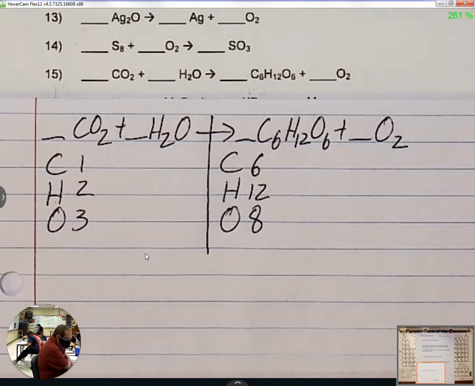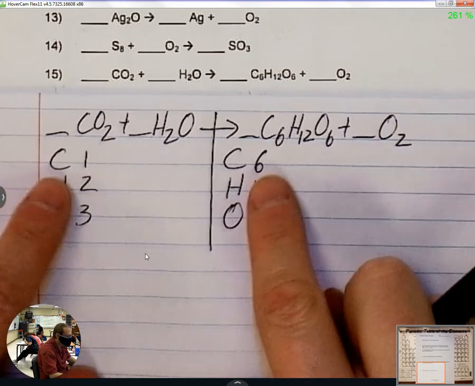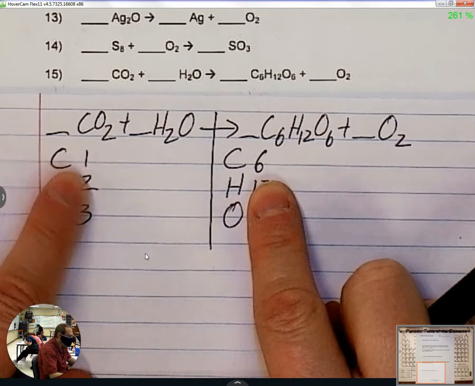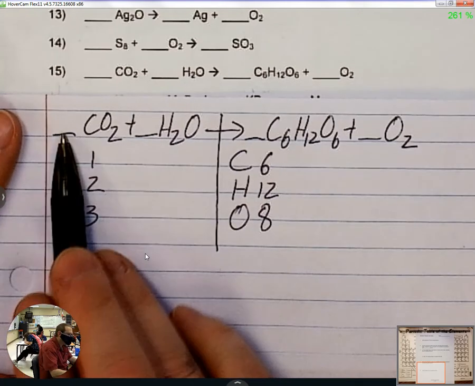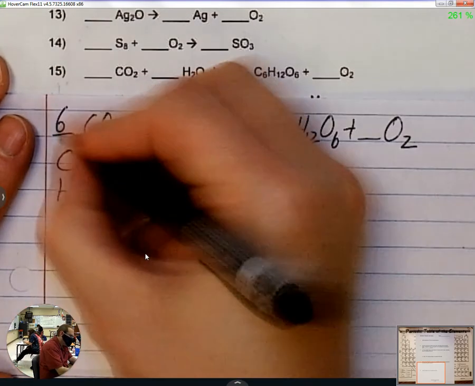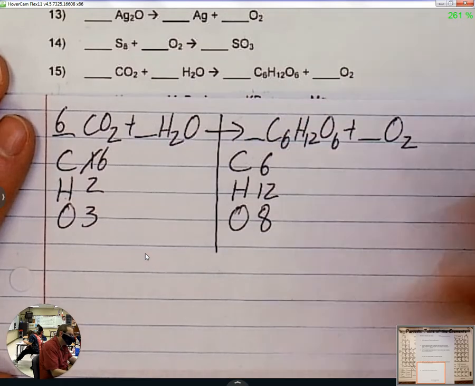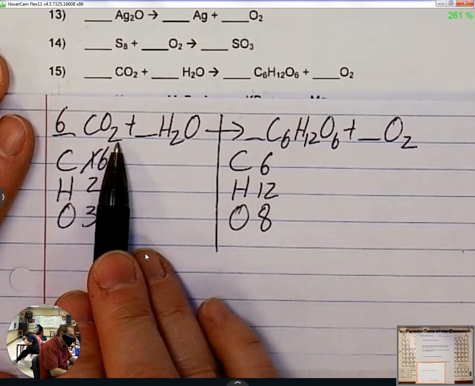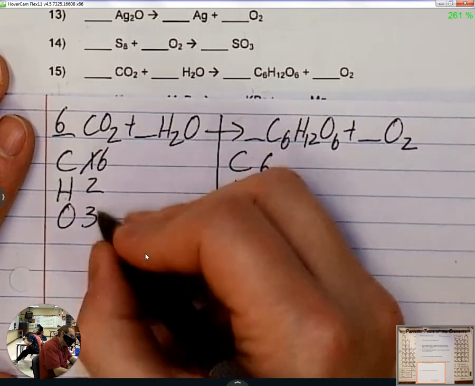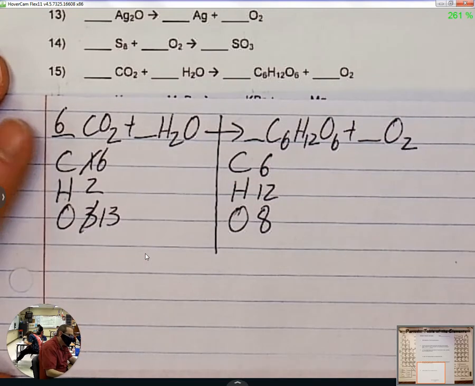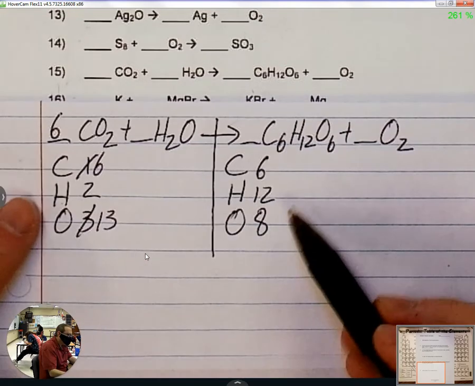Don't you think? Because it's everywhere. So, do we want to fix carbon or hydrogen first? Carbon. Fair enough. Where do I need more, left or right? Okay. There's carbon on the field, so what goes in this blank? Okay, that gives me 6 carbons. That also changes my oxygens. I've got 2 times 6 plus 1. 13. Okay, carbon's good.